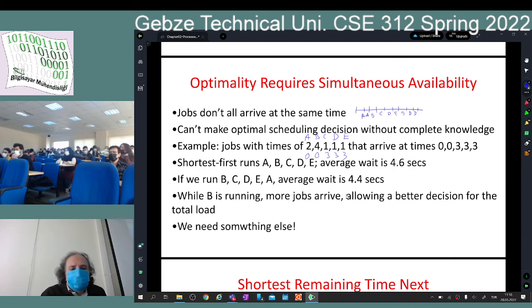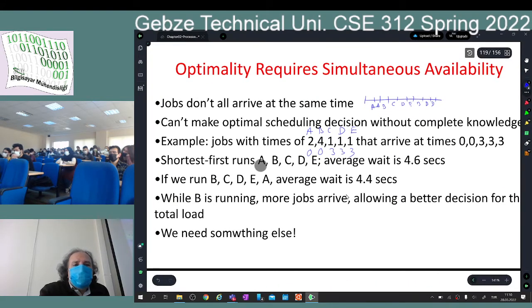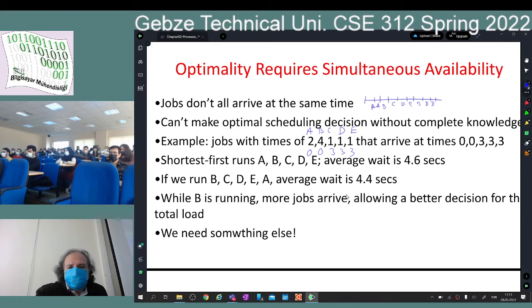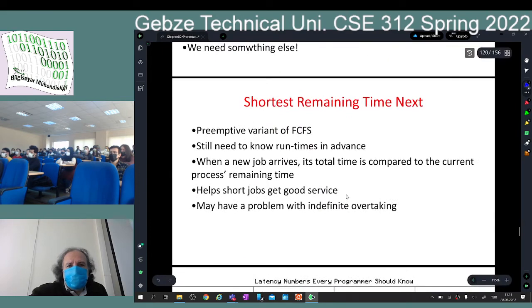But if I don't have that simultaneously, then I am going to change this. If I keep doing A, B, C, D, E, the average wait time is 4.6 minutes. I said minutes, but the book says seconds. But if I do B, C, D, E, and A, then it's going to be 4.4. Okay, good. So that's the shortest remaining time next.